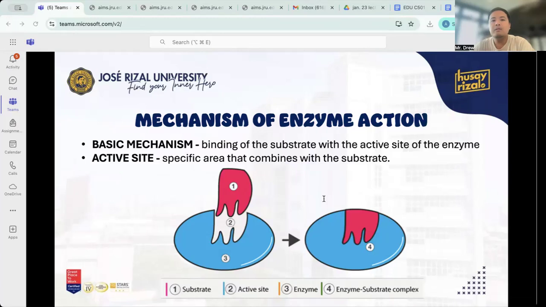Enzymes work through the enzyme-substrate complex. The substrate binds to the enzyme's active site, like a puzzle piece fitting perfectly. The enzyme then helps the reaction take place by lowering activation energy. After the product is formed, the enzyme is released unchanged and ready to be reused. Models like the lock and key and induced fit explain this process.